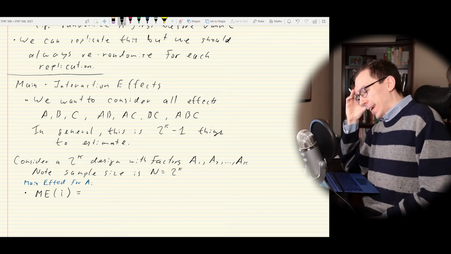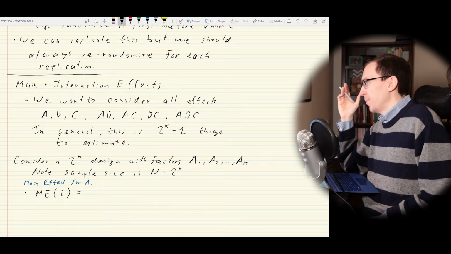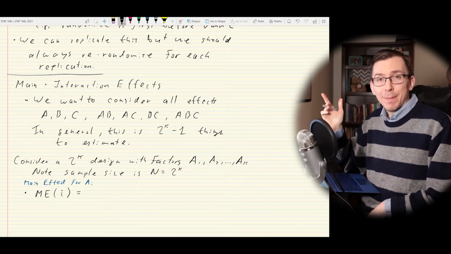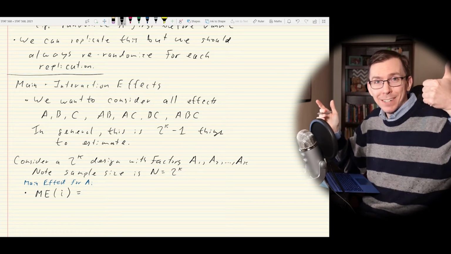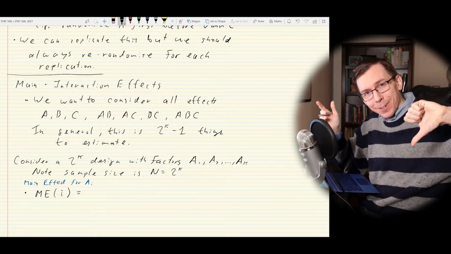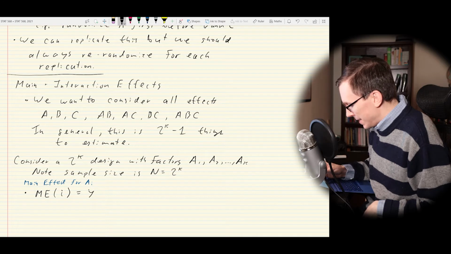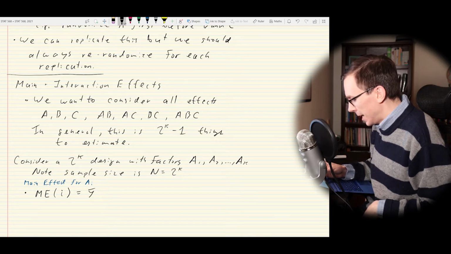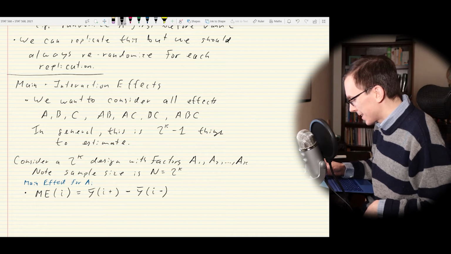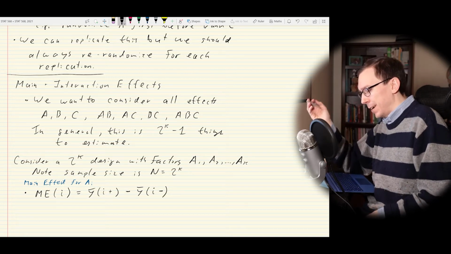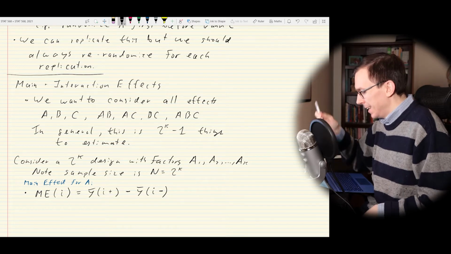Now, okay, so what would the main effect be? Well, in some sense, it's the difference between what happens when AI is at the plus level and when AI is at the minus level. So what do we do? Well, we average everything. We take y bar, we average all of the observations such that factor I is at the plus level, and then we subtract the average where factor I or AI is at the minus level. So that's the notation we have here for I plus and I minus.